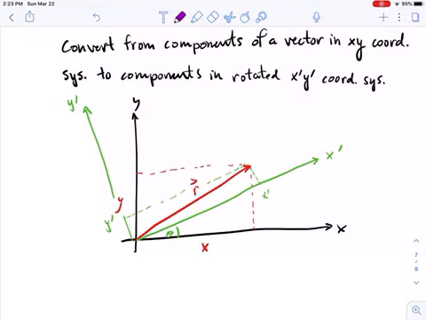Well, the first thing we might do is take our x coordinate and see if we can go back to our x prime axis. So we make this a right angle. And so that means that this length here is the side adjacent to the angle theta. So this is x cos theta. Okay, and then while we're at it, we could say over here we have x sine theta.